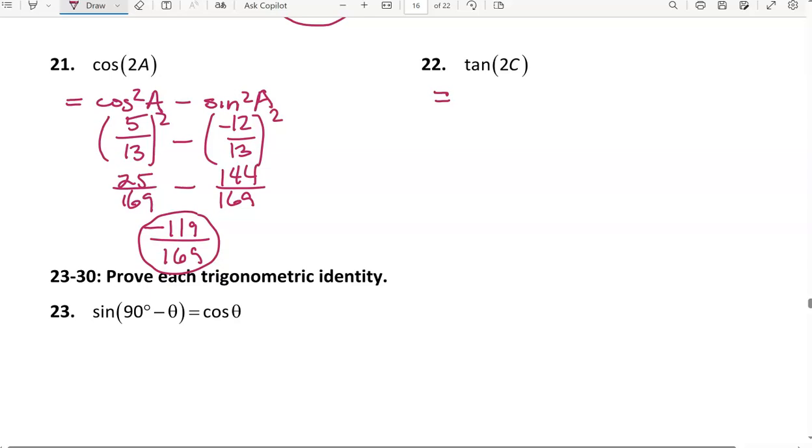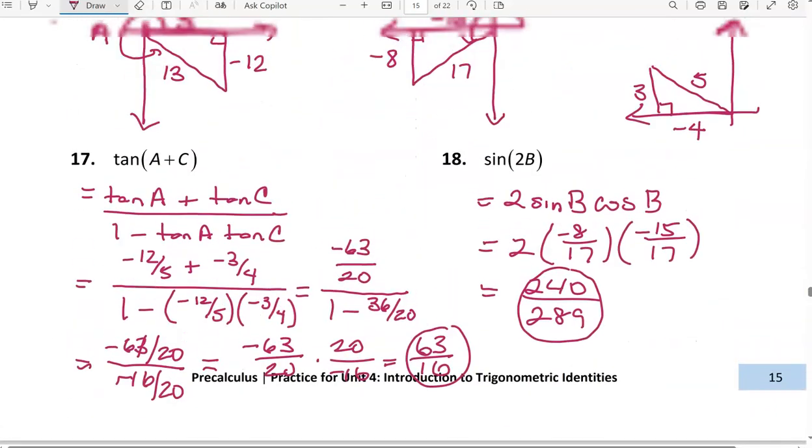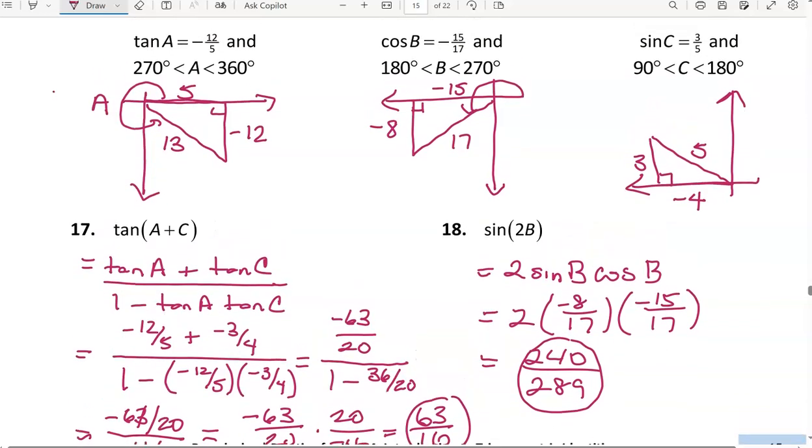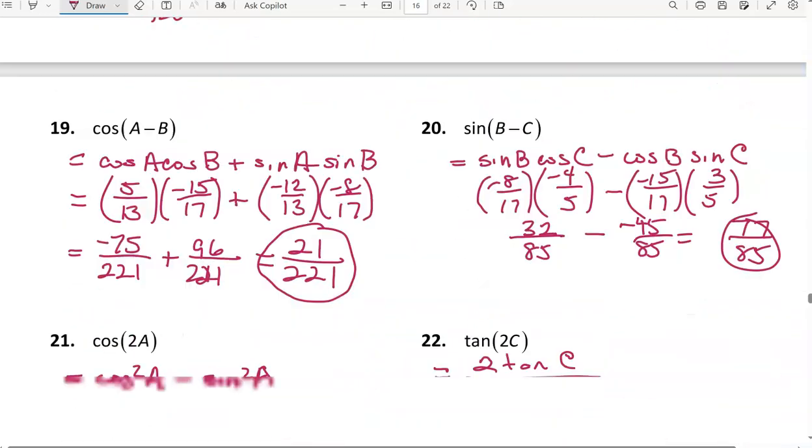And the double angle identity for tangent is 2 times the tangent of angle C divided by 1 minus the tangent squared of angle C. Now we just have to make some substitutions. So we're going to find the value of tangent C and replace it in this template. So let's take a look at our picture for angle C. And in angle C, the tangent of angle C is equal to negative 3/4.